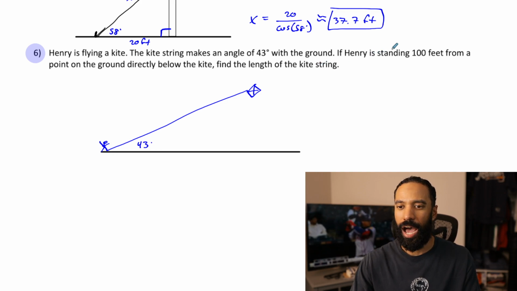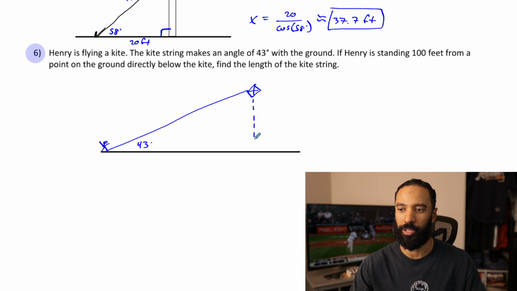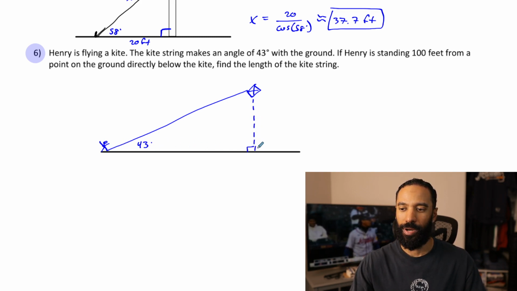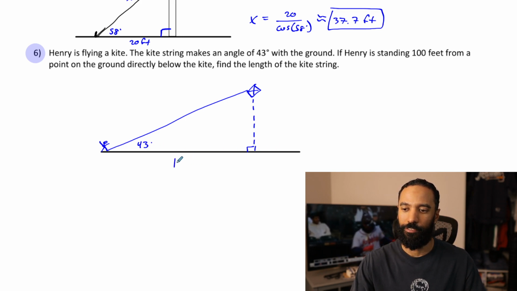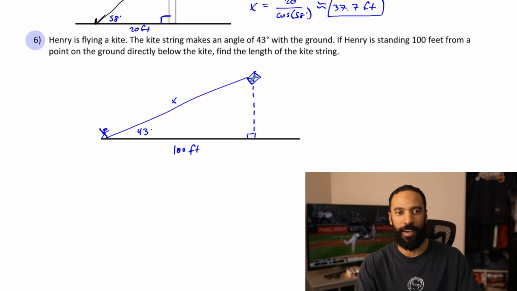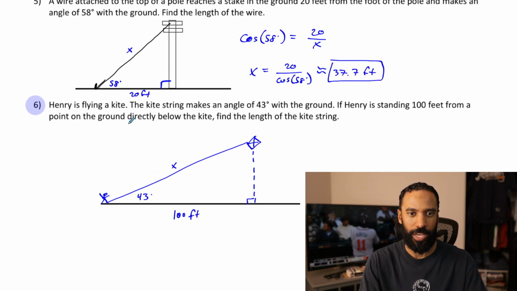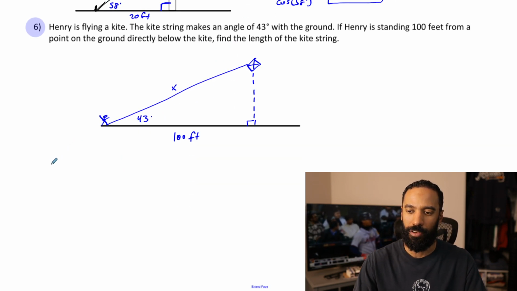If Henry is standing 100 feet from a point on the ground directly below the kite. All right, so here's a point directly below the kite, right? Literally, right angle. And Henry is standing 100 feet from that. So there's the idea there. Find the length of the kite string. And I think that's what I was saying before, is we didn't find the length before. This time we are. It's another cosine problem. It's a lot like this other problem when it comes to setup and solving.